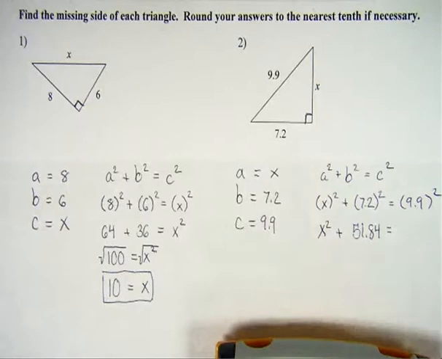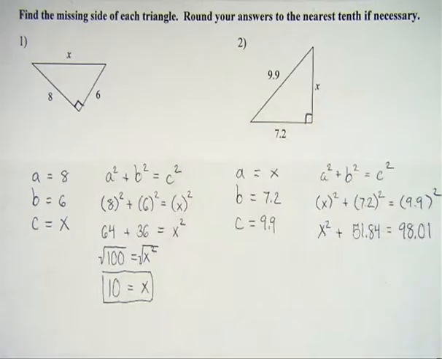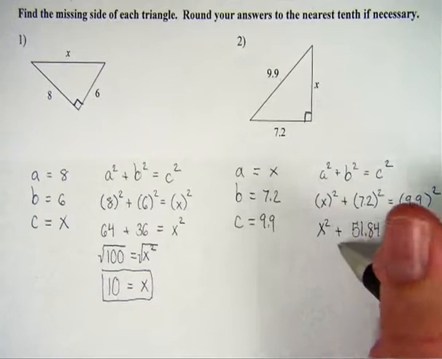9.9 squared will be 98.01. And it just occurred to me that you couldn't see what I was doing in my calculator, but that's all it was. So now that we've gotten to this point, we need to find x squared. In order to do that, I need to get the x squared by itself.